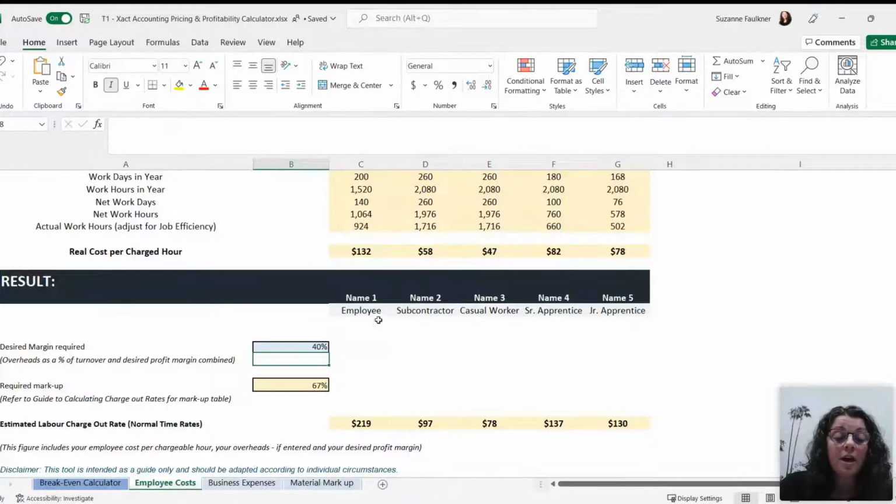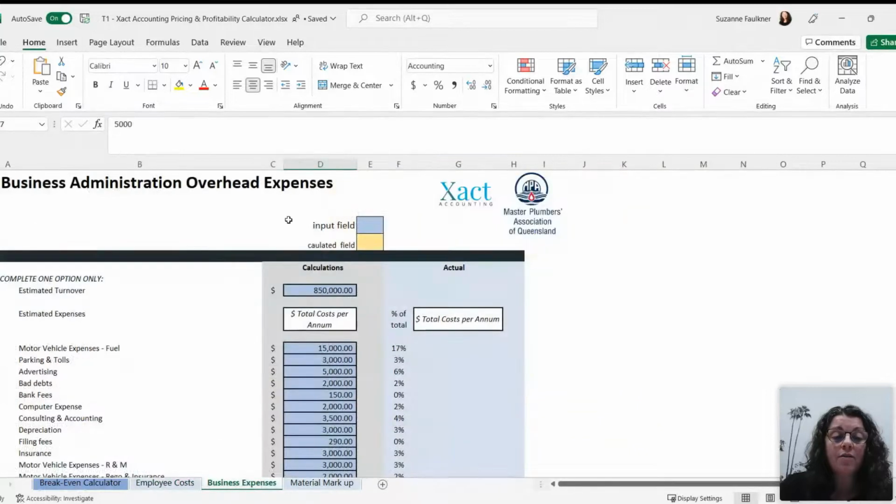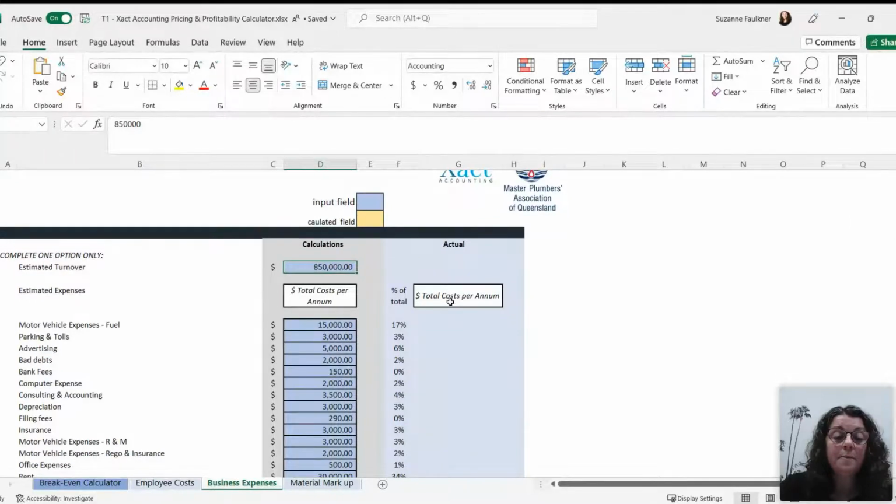So I hope that helps in understanding how to work through the employee costs. We'll now have a quick look and go through the overhead side of things. And again, same rules apply. Blue is the ones that you can type in, yellow are auto calculating. Now, I've used an example here of a business turning over about $850. Now, if your business is more or less, you'll need to put in your own turnover in that space.